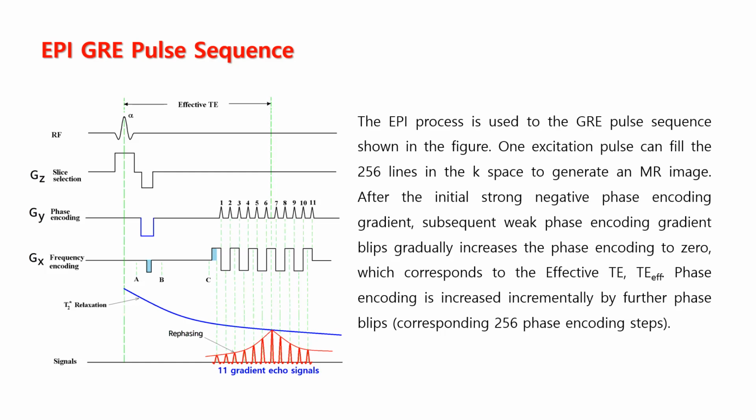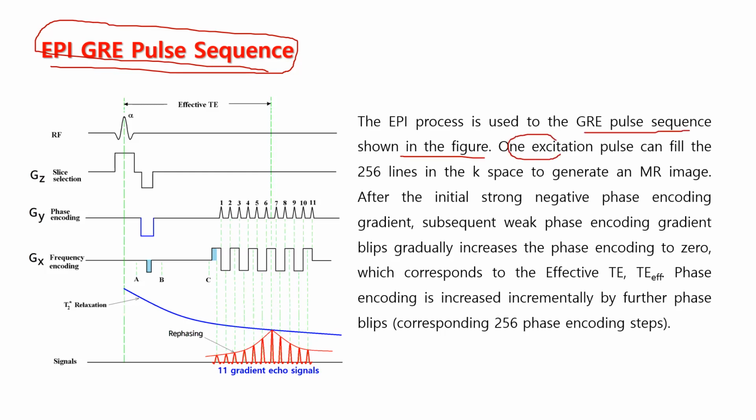Now let's see the EPI-GRE pulse sequence. The EPI process is applied to the GRE pulse sequence shown in the figure. One excitation pulse can fill 256 lines in the K space to generate an MR image.